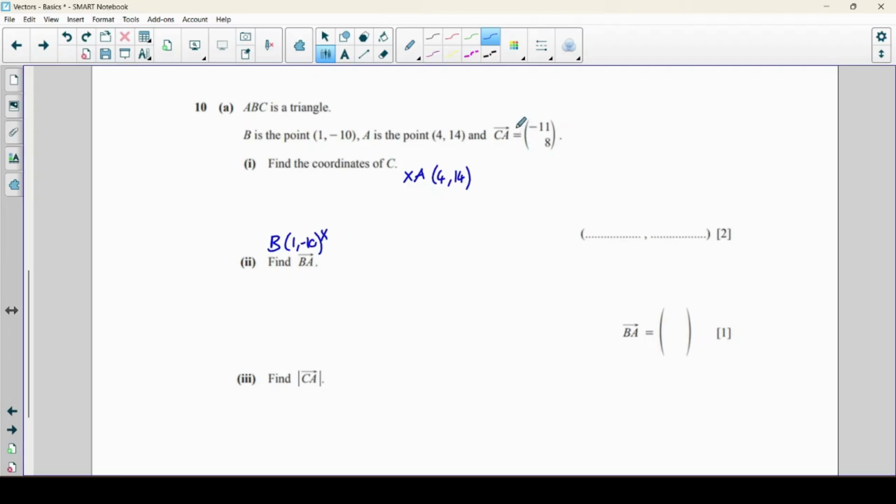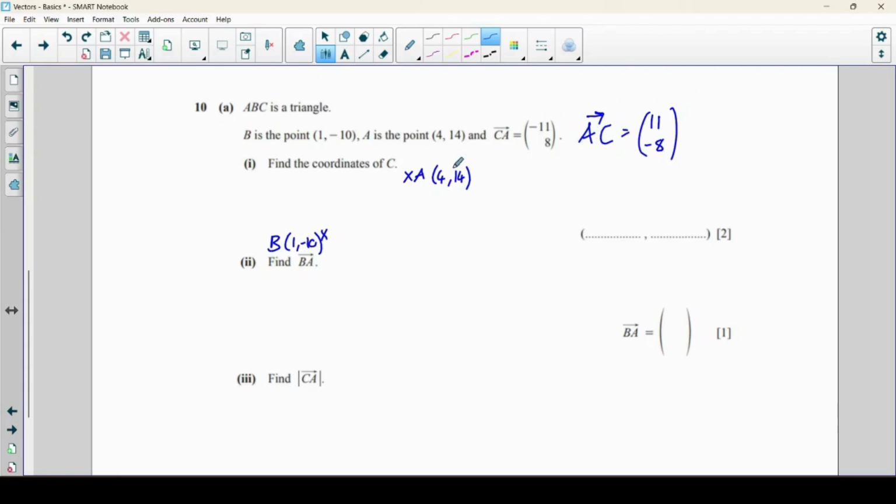Now it's giving me C to A, but actually I think what's more helpful is to know what A to C is. So if C to A is (-11, 8), then A to C is going backwards along this one. So to do that, we do the negative of this vector. So that's going to be (11, -8). Okay, that's a really important thing to be able to do.